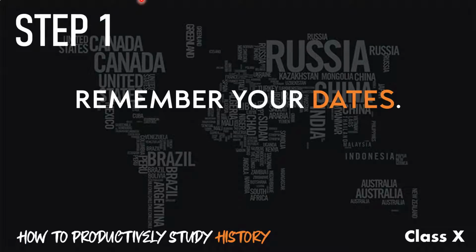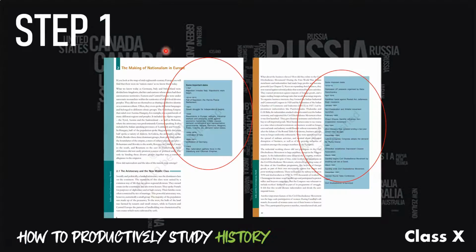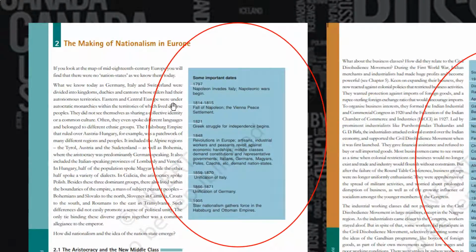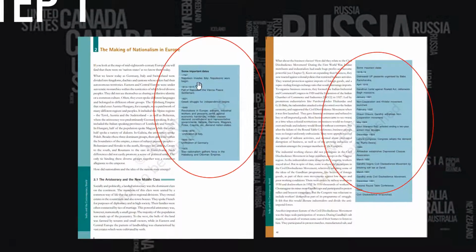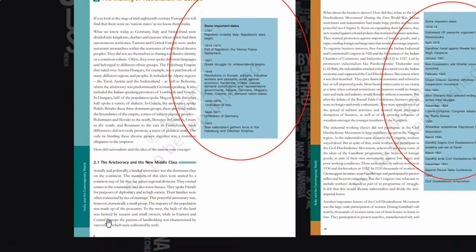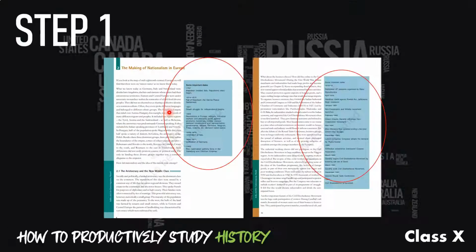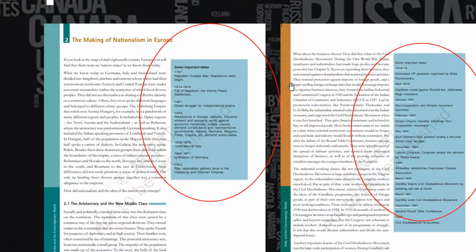So step 1, remember your dates. In every chapter, you'll see a small box like this on any page, and it says some important dates. Basically, this has every single date that's important for you to remember. 1797. It gives you in a sequence as well. So even though this table is on page 8 and the chapter ends on page 30, this still has all the dates that you have to know.